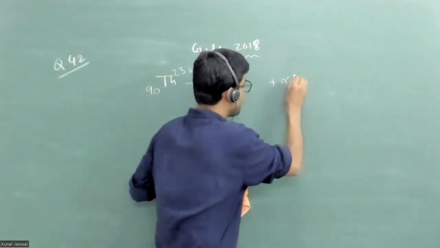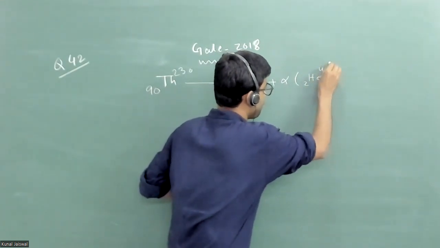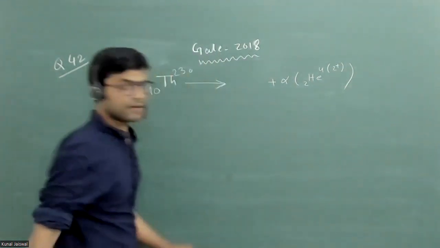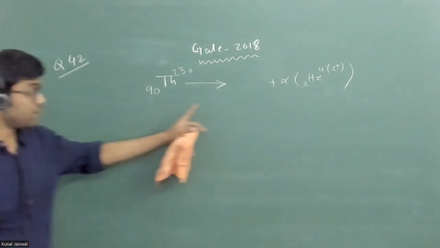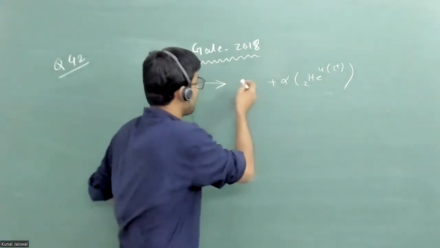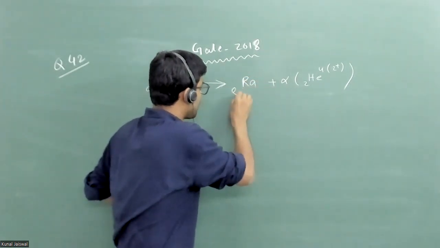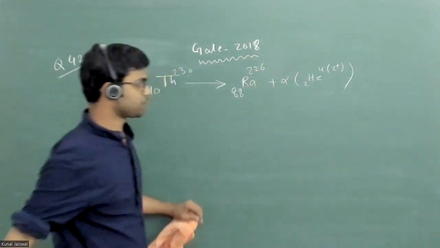So as you know, an alpha particle is nothing but doubly ionized helium. Doubly ionized means 2 plus. It contains 2 protons and 2 neutrons without any electrons. So this nucleus is emitting an alpha particle. You have a daughter nucleus that will be radium, atomic number 88, mass number 226.